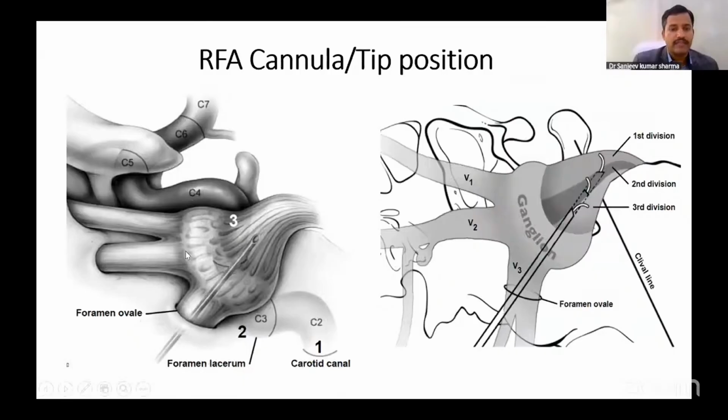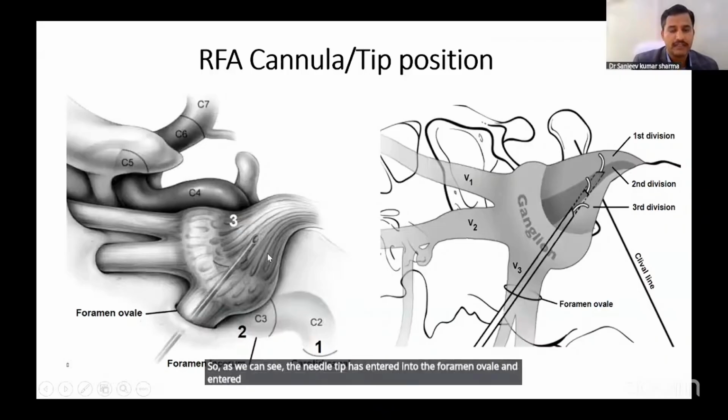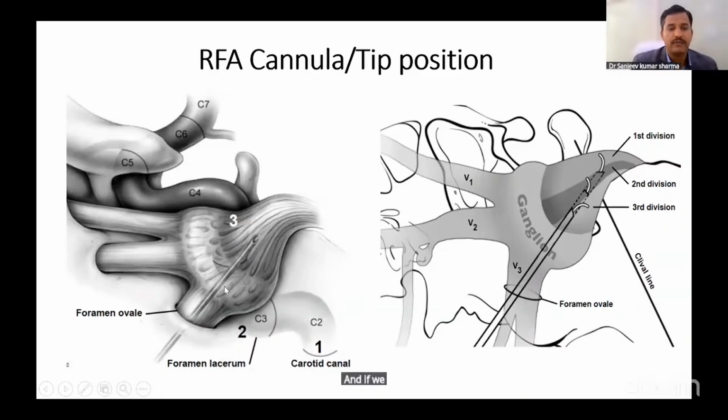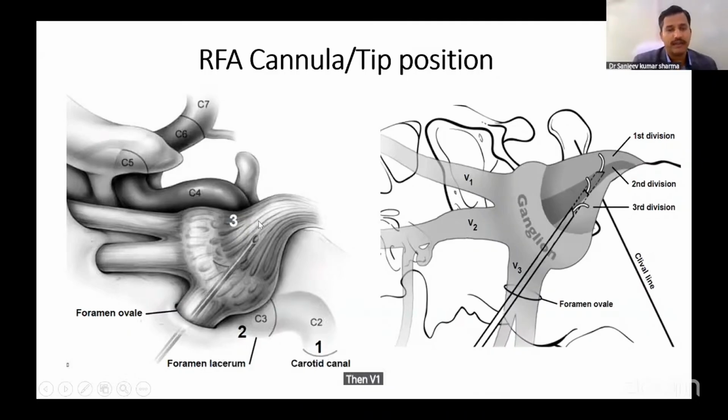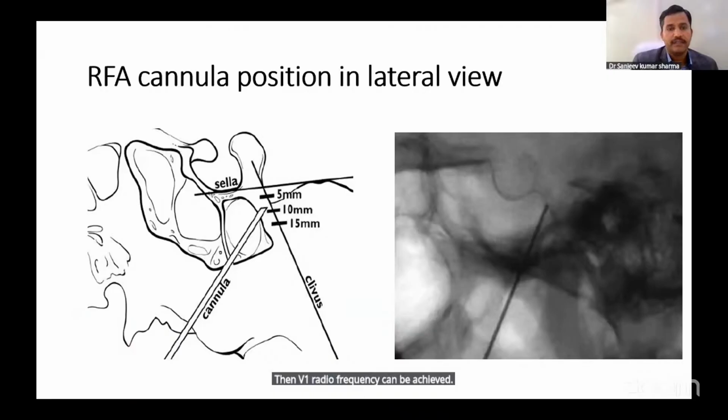So as we can see, the needle tip has entered into the foramen ovale and into the ganglion. If the needle tip is up to here, then V3 RFA will be done. If we are going more proximally, then V2, and if we are going more superomedially, then V1 radiofrequency can be achieved. This is the lateral view.